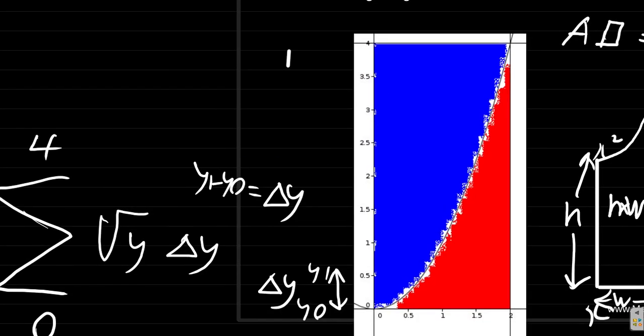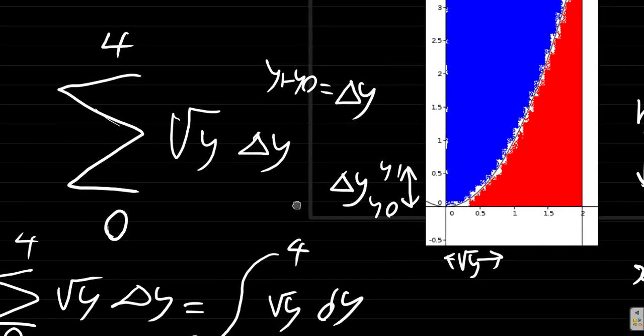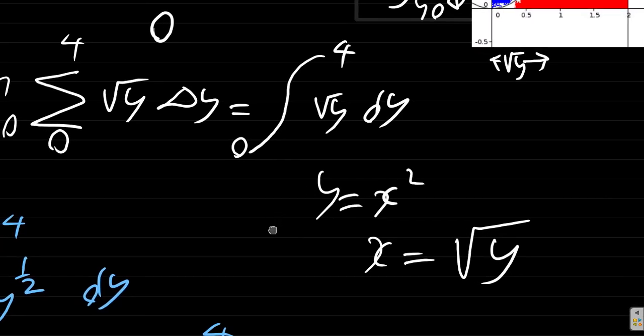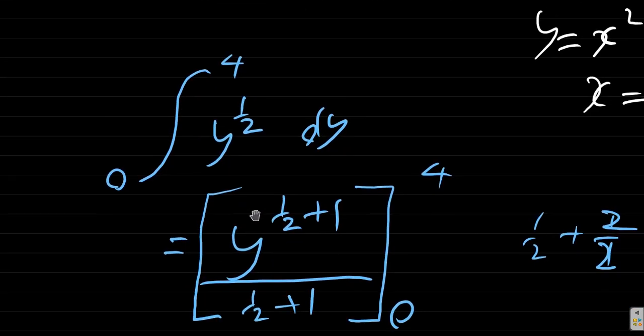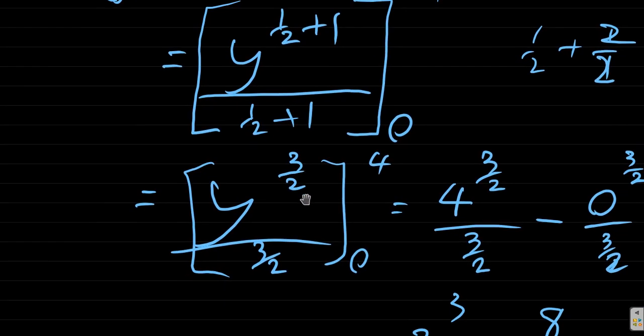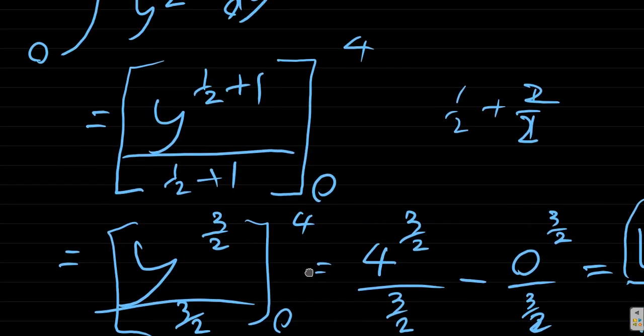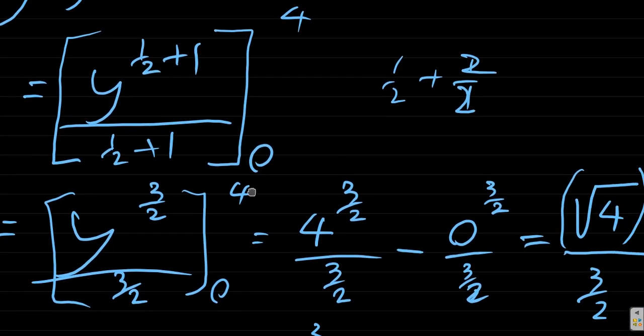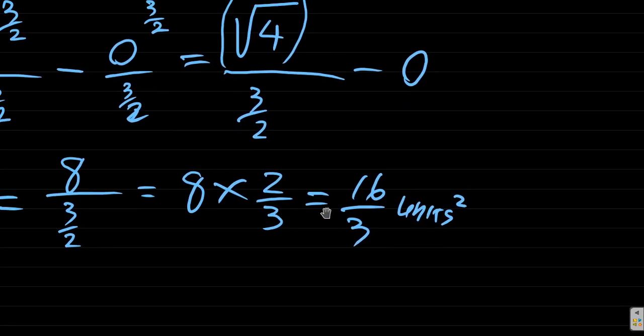So we're going from 0 to 4, which means you're going up this way. Alright? Now, what we do is carry out the integration. Square root of y is y to the half. Integrate it, you get y to the 3 halves divided by 3 halves. The boundaries are 0 to 4. You carry out the integration and you get the same thing, 16/3 square units for the blue area.